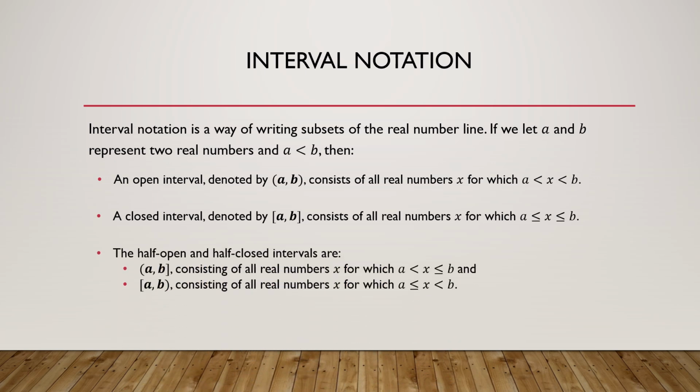The half open, half closed intervals are (a, b], with a parenthesis indicating open on a and a square bracket meaning closed on b, means the interval consists of all real numbers x for which a is less than x is less than or equal to b, and [a, b) consisting of all real numbers x for which a is less than or equal to x is less than b. It is common in mathematics to have answers that are required to be expressed in interval notation.